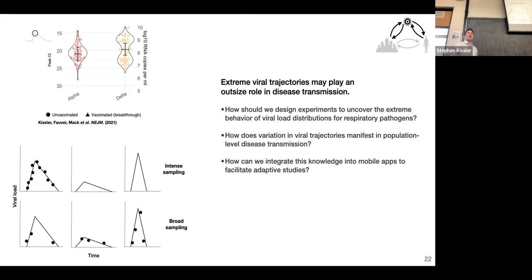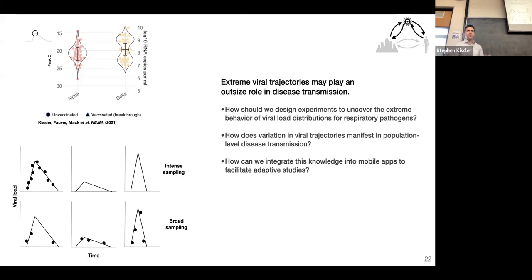So you might want to distribute your sampling more broadly, but that gives you less information about what's happening at the within host scale. So there's some trade-off here that I don't fully understand, but I'd like to do some work to understand what this trade-off is between intense sampling versus broad sampling, to do inference not just on the mean, but on the tails of this distribution that we expect to be most influential to transmission. I think that this also will hopefully lead into some broader principles about adaptive experimental design.